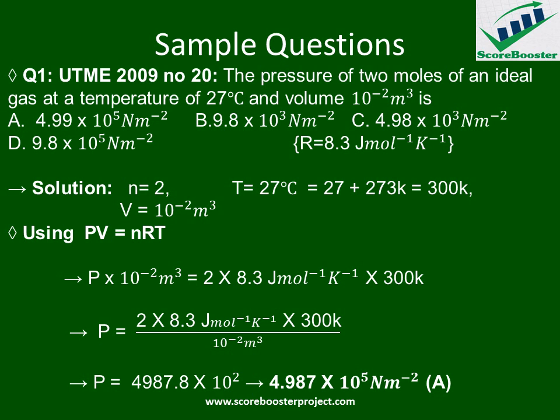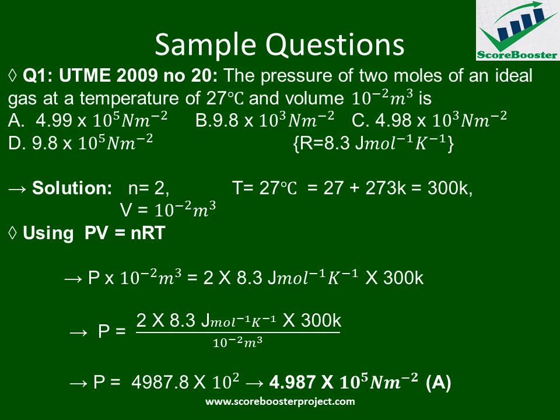Now, we have to recall that the equation for an ideal gas is PV equals nRT. When we substitute, we are going to have our P, which is unknown, times V, which is 10 raised to power minus 2 meter cube, equals n, which is 2, times R, the gas constant, which is 8.3 joule per mole per Kelvin, then times T, the temperature, which is 300 Kelvin.